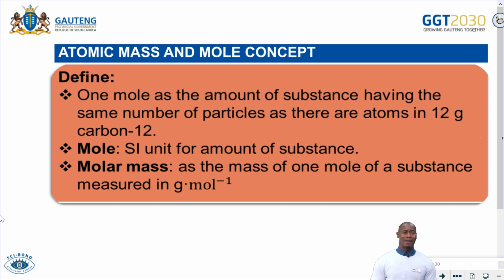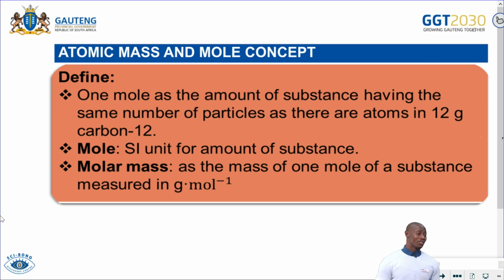And then the molar mass, what is molar mass? The molar mass is defined as the mass of 1 mole of a substance, measured in grams per mole. So if you are asked to calculate molar mass, let's not forget the SI unit. The SI unit is grams per mole. So these are the basics.